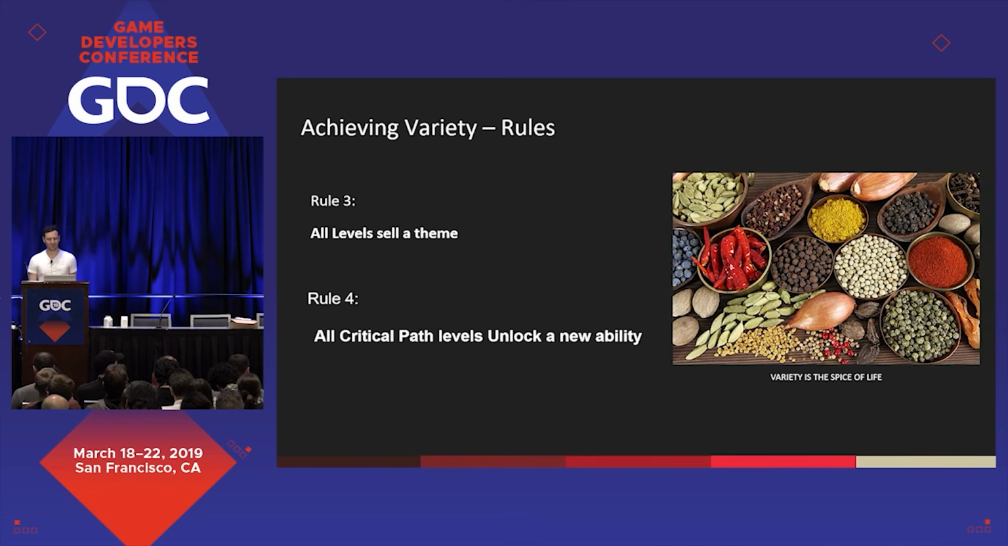So you pair these 2 rules together, you got a basic flow. Every level unlocks a new ability, and then we can use that ability to drive a theme throughout the level.